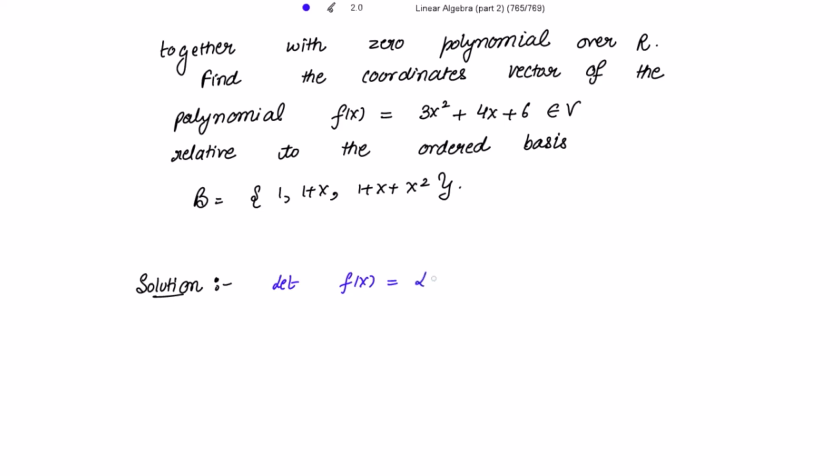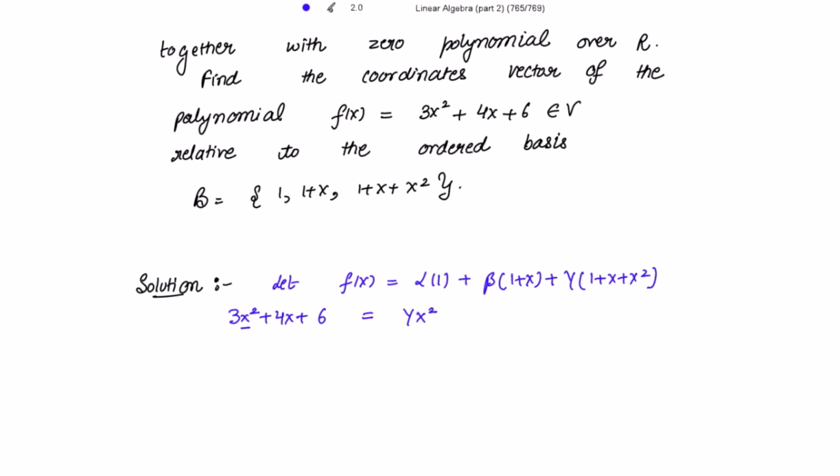So writing alpha into 1, then beta into 1 plus x, then gamma into 1 plus x plus x squared. Putting the value of f(x), that is given to be 3x squared plus 4x plus 6. This is equal to, now because I'm having first 3x squared, that is with x squared, so let me also write from here the first term to be in x squared. So this is gamma x squared.